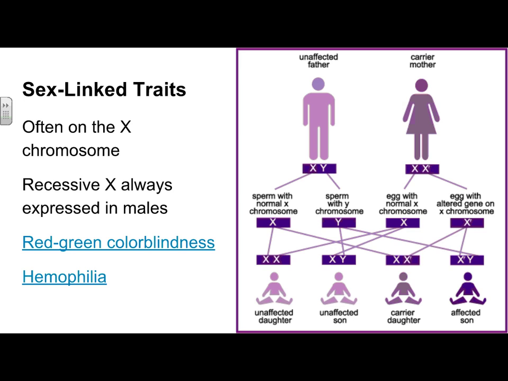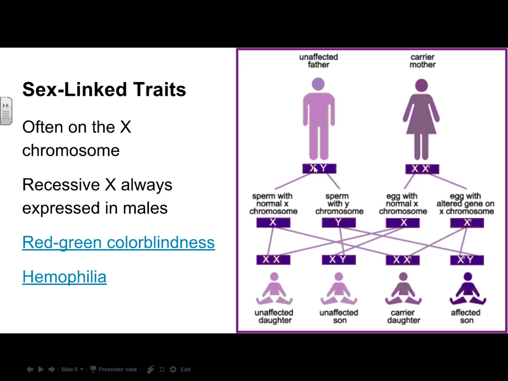If a woman gets a recessive X, just one of them, meaning the other one's dominant, they will not have the condition, but they will be a carrier for it. The only way that a female gets a recessive sex-linked condition is if they have it on both of their X's. So let's say a father that is unaffected, and this could be for any trait. We could be looking at color blindness or hemophilia, which I'll get to.